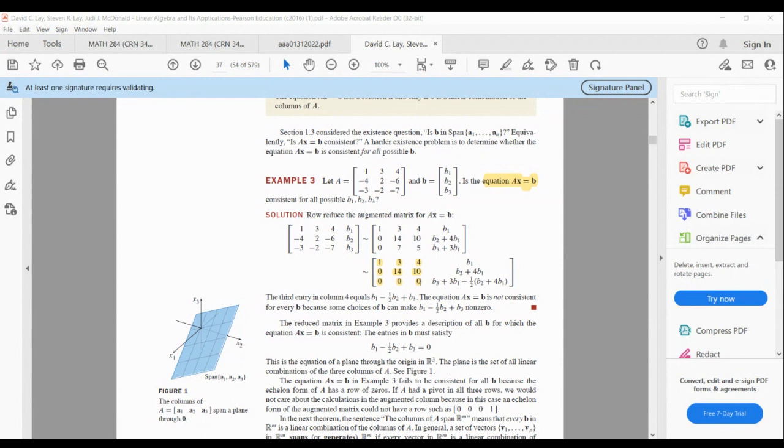So Belen, it does not span all of R3. Right. Those column vectors A1, A2, and A3 do not span all of R3. In the previous example, the vectors that we had, V1, V2, V3, did span all of R3 because we had a consistent system without any restrictions on B1, B2, B3.